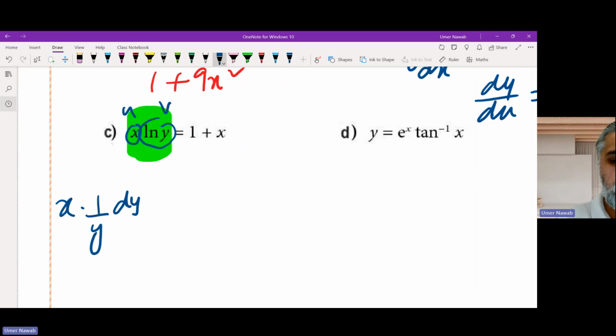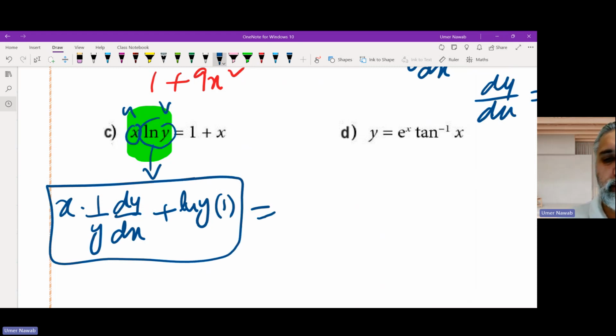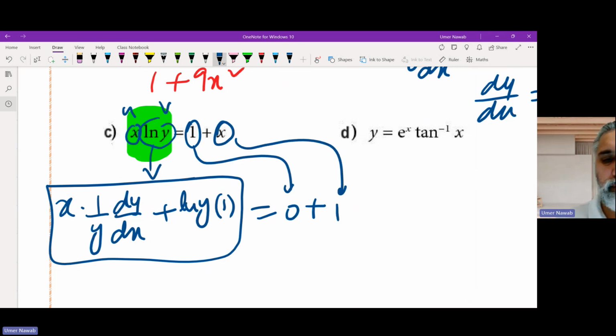1 over y and dy by dx plus what is ln of y? Keep it. And the derivative of x is 1. So I have applied here the product rule. And what is the derivative of 1? It is 0. And the derivative of x, it is 1.